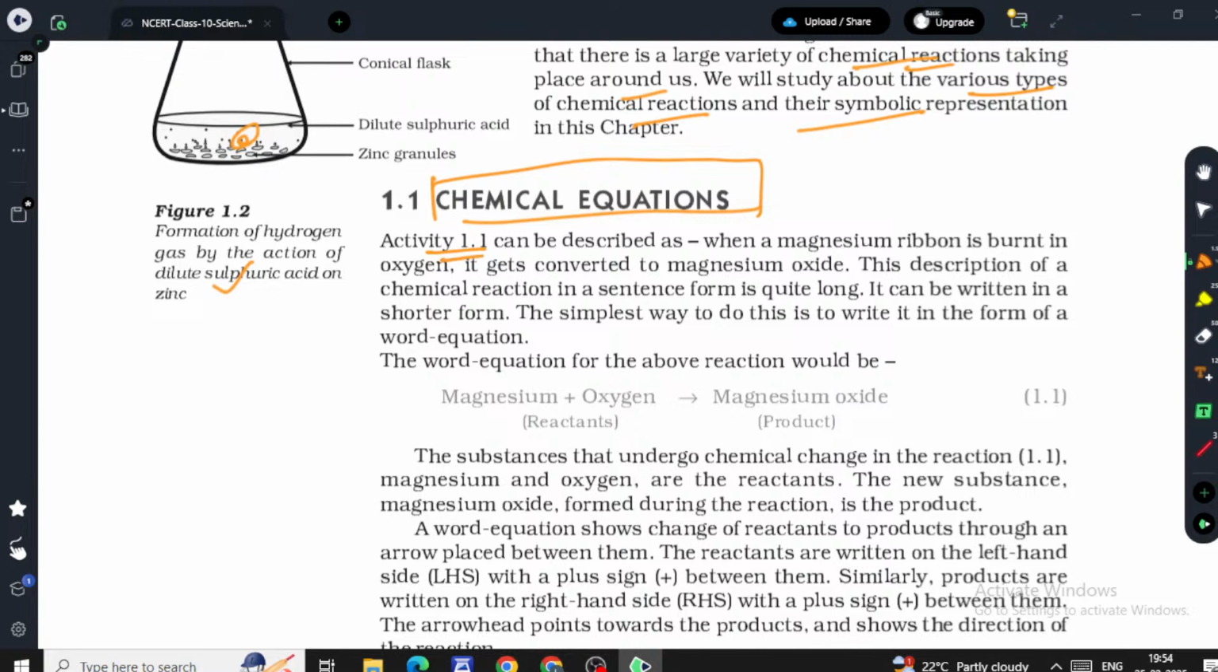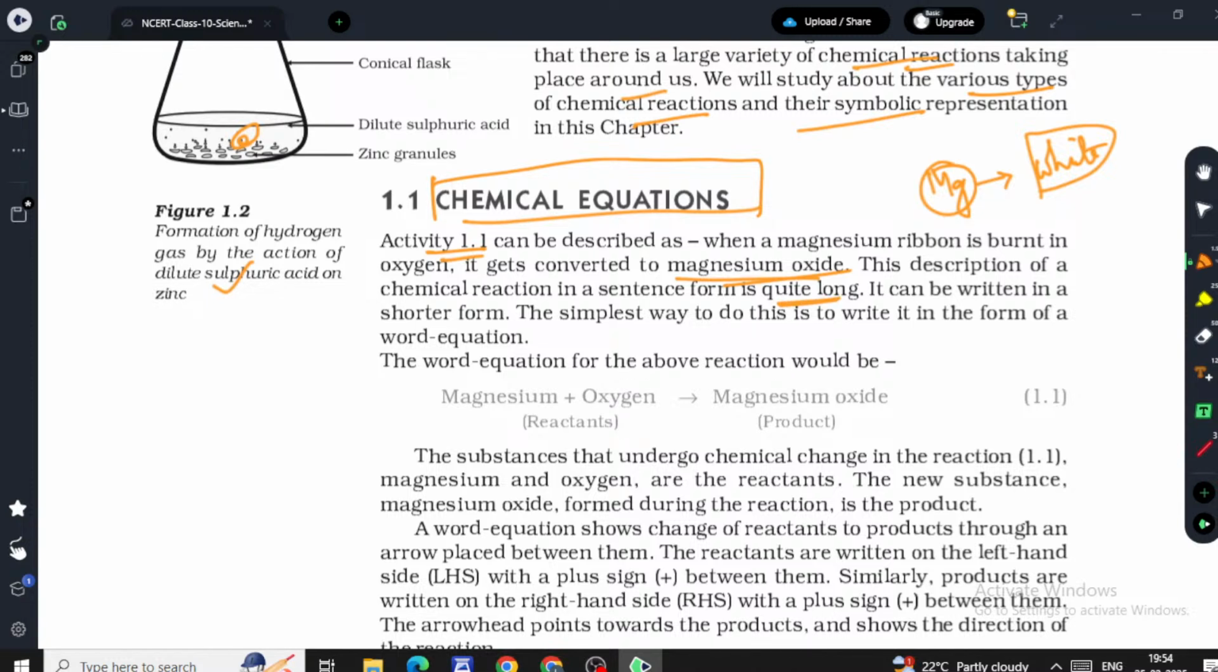Activity 1.1 can be described as when a magnesium ribbon is burnt in oxygen. Now, the magnesium ribbon is converted into magnesium oxide, which is white in color. This is the main important information from the previous paragraph. Okay, it gets converted to magnesium oxide.